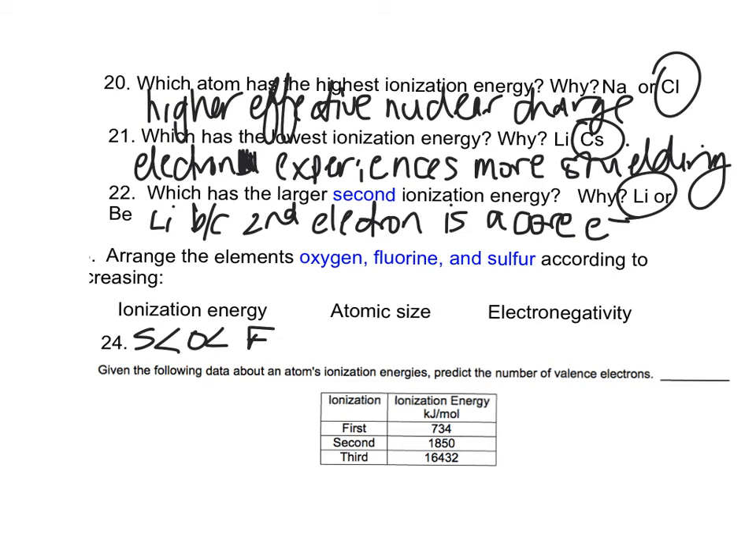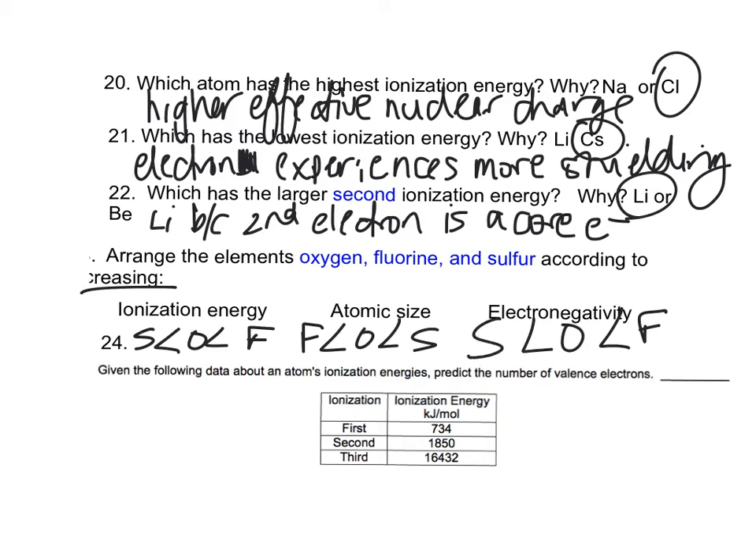All right, atomic size. Increasing. So the biggest one, because level takes precedence, is going to be your sulfur. That's the one we're going to put as the largest. And then as you go across the table, more effective nuclear charge, that makes F the smallest and O in the middle. All right, electronegativity. This is easy. Fluorine the floozy, it's got the greatest, so that makes it O here and S there.